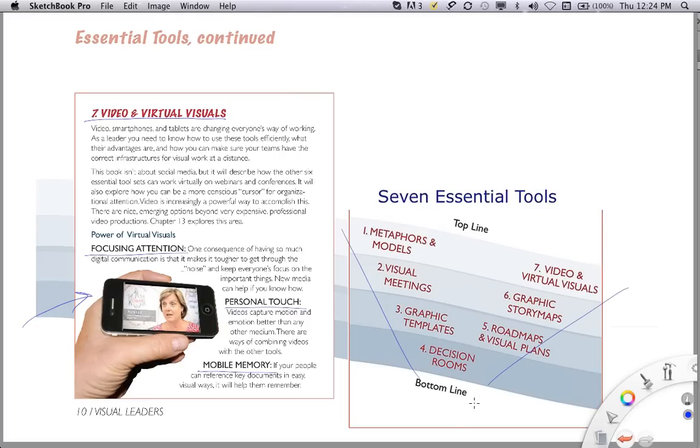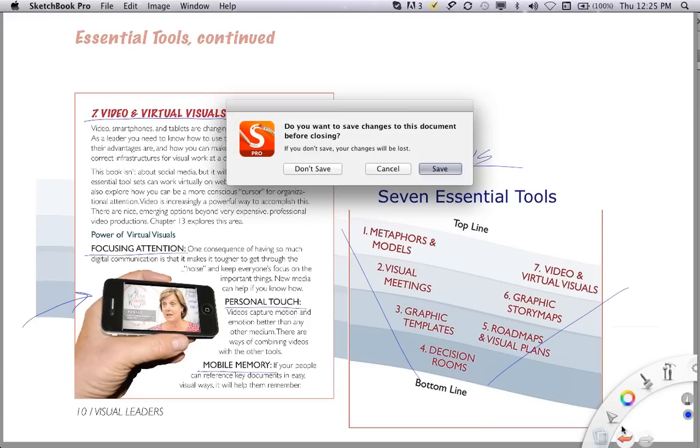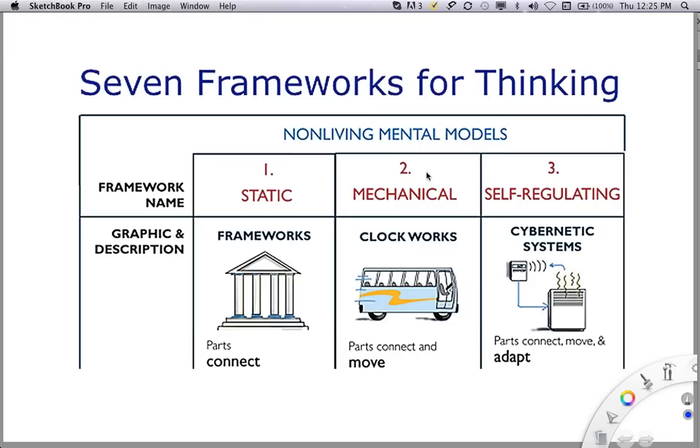So I've mapped these seven essential tools onto the four flows that we teach about how process works. And the book goes through and has chapters on each one of these. In the next 10 minutes, I just want to zoom in on two different areas and then end up with technology if we have the time.